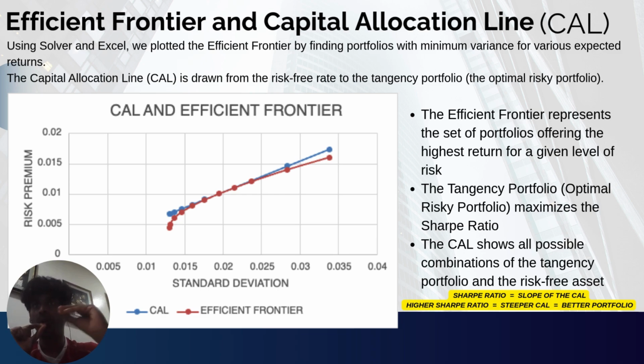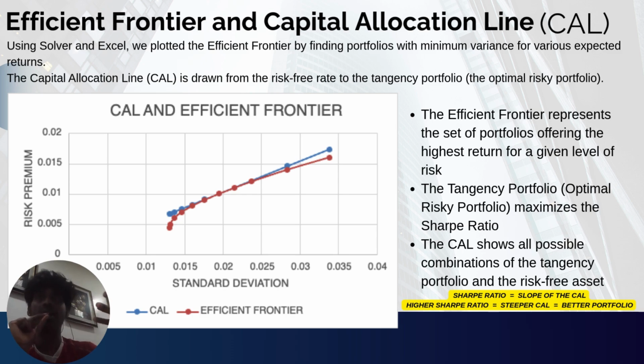This is the point where the Sharpe ratio is maximized. In simpler terms, the capital allocation line shows the best combination of a risky asset and a risk-free asset in portfolios. The steeper the capital allocation line, the higher the Sharpe ratio, which means more return per unit of risk. This is because we know the Sharpe ratio is the slope of the capital allocation line.